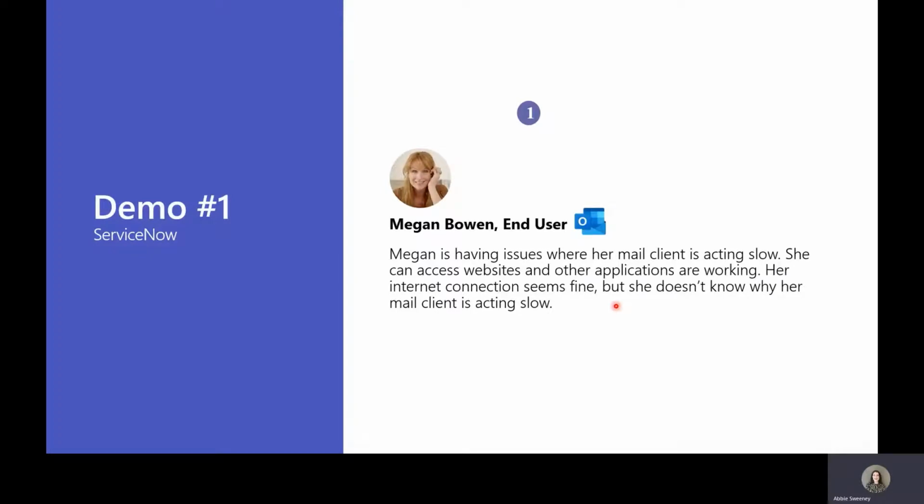So let's have a look at this scenario. We have a user, Megan. Megan is having issues with her mail client. It's acting slowly, but she can access other websites and applications. So she knows that her internet connection is okay, so she's not really sure why her mail client is acting slowly. Normally, if we were in the office, or at home, whatever, she would have to open a ticket with IT through ServiceNow. She'd wait for them to help her out, and that's the process. But let's see how we can do it here.